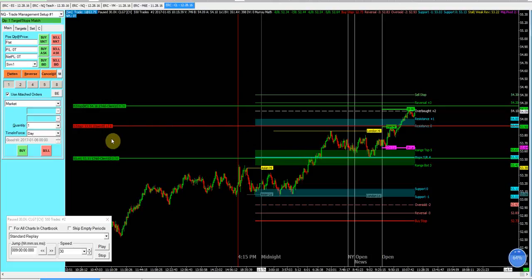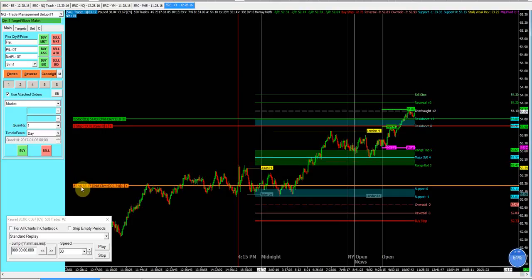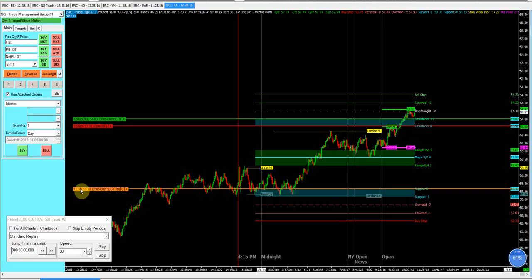So you set it up so that when it comes back through here, you would sell. Your stop loss would be right up here at the top of resistance, 53.91. You would put your target down here at 53.13. So I'm at 53.13. So we let her go.